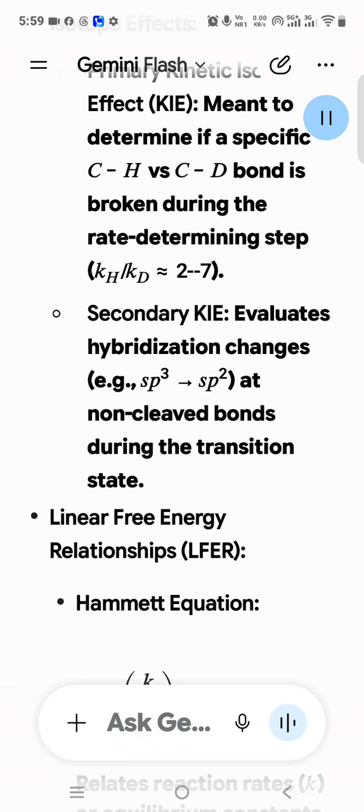Interchangeable representations: Fischer, sawhorse, Newman, and flying wedge projections. Threo and erythro isomers: terminology used to describe diastereomers having two adjacent chiral centers with similar functional groups.